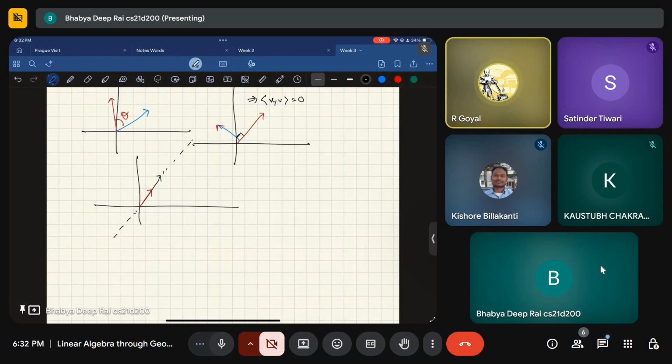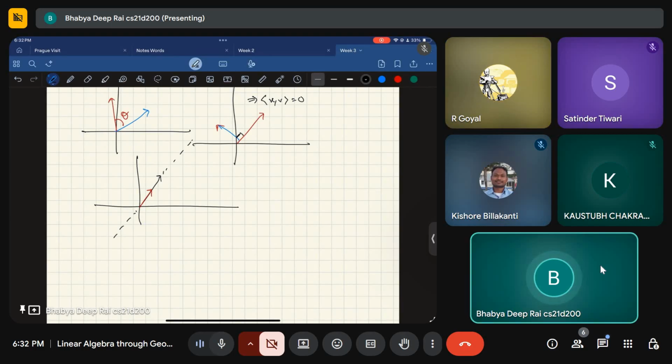I have a question here. The dot product results in a scalar value. So what would be the geometric interpretation of taking the dot product of two vectors? Does it represent how close they are in direction?